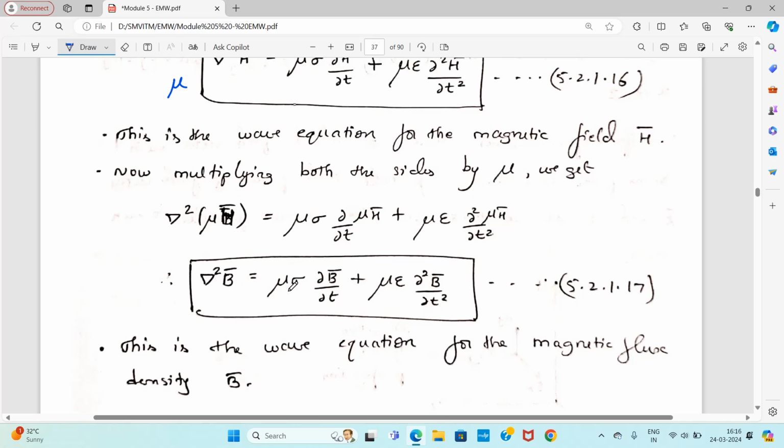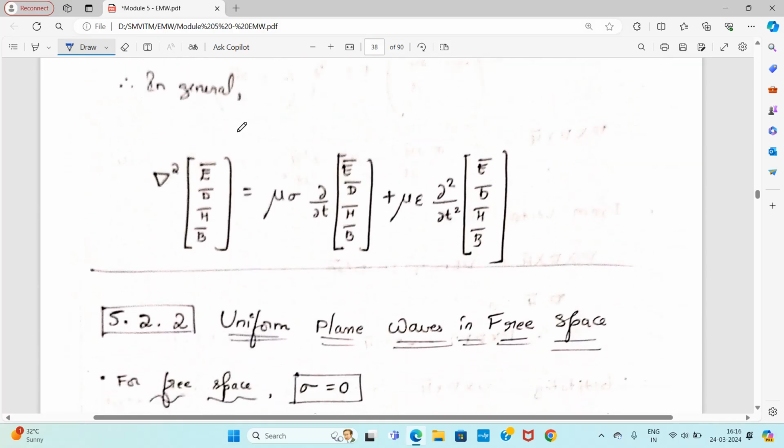Del square B is equal to mu sigma dou B by dou T plus mu epsilon dou square B by dou T square. So these are the four equations of the wave. This is how mathematically you can represent the electromagnetic waves. So in general, if I have to show all the four, del square doesn't change. Only the parameter changes: E, D, H or B. You can choose anyone according to the value that is given.